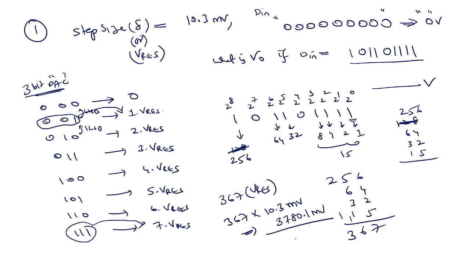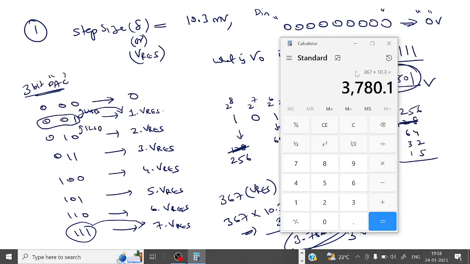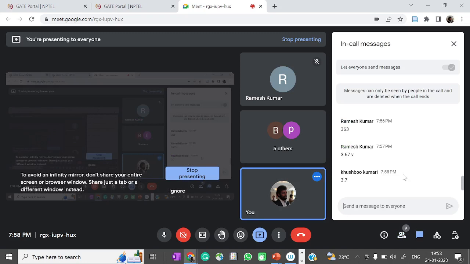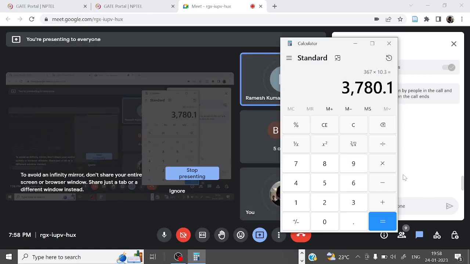3780.1 millivolts, approximately 3.78 volt. This is 3.7801 volt. Okay, someone else got some other answer actually. 3.75. Okay. Ramesh, why is it 3.67? Did I do something? Oh, not my mistake, right?